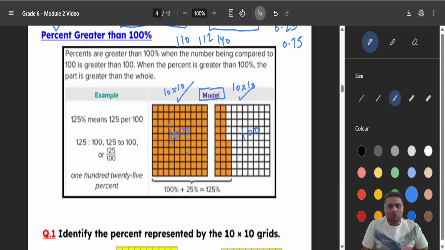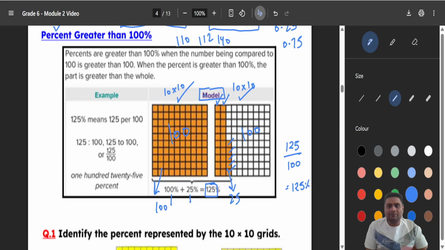Now check, out of 100, how many are colored? In the first grid, all the 100 are colored, correct? In the second grid, how many are colored? Check. Here 10, here 20, then 21, 22, 23, 24, 25. Here 25 are colored, correct? So you can say 100 plus 25 will give me how much? 125. So this will become 125 compared with 100, which means equals 125%.